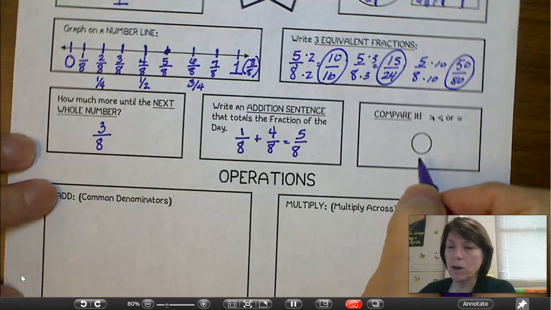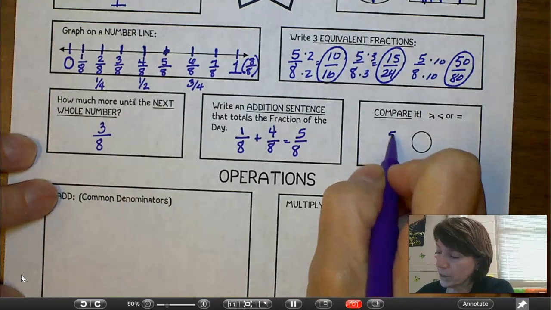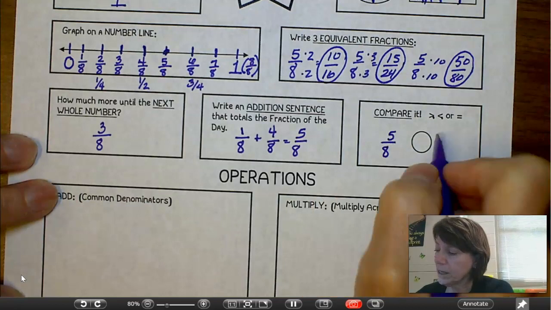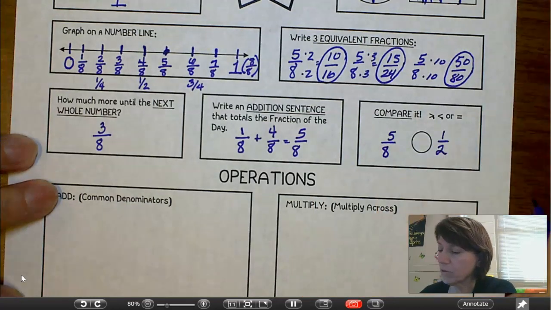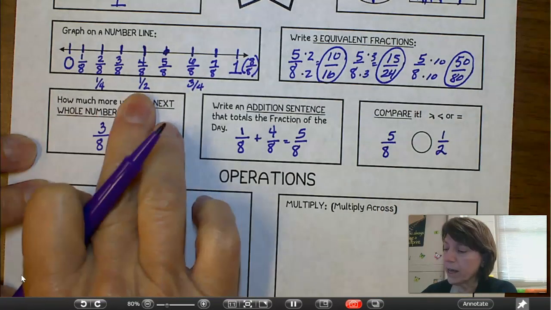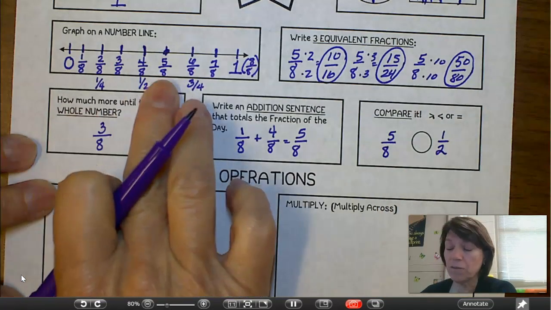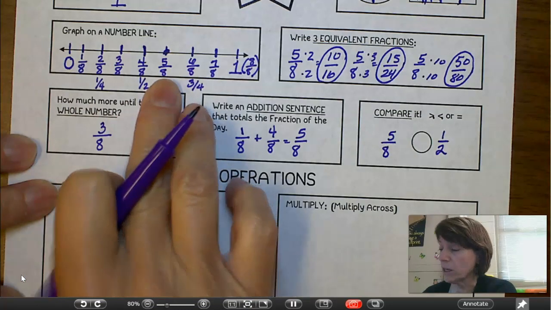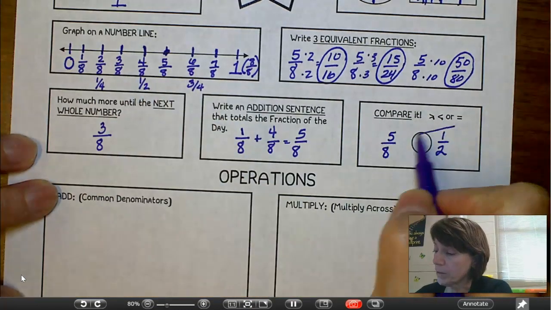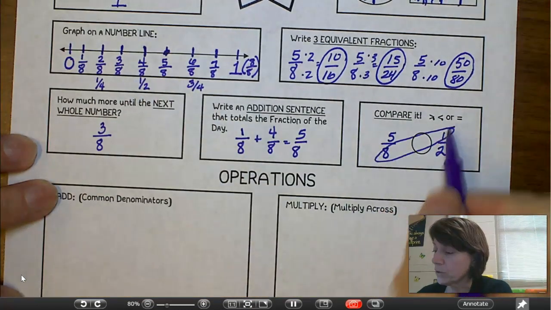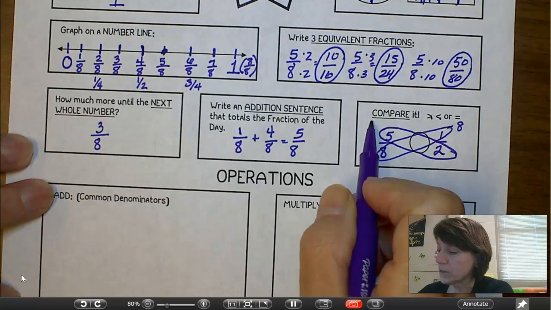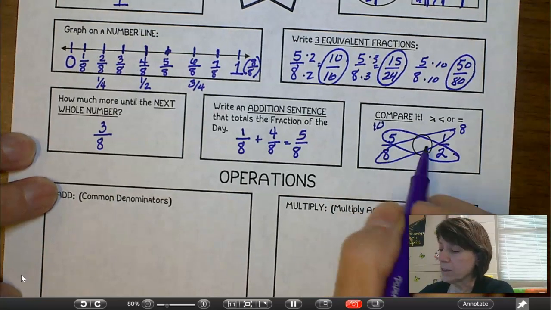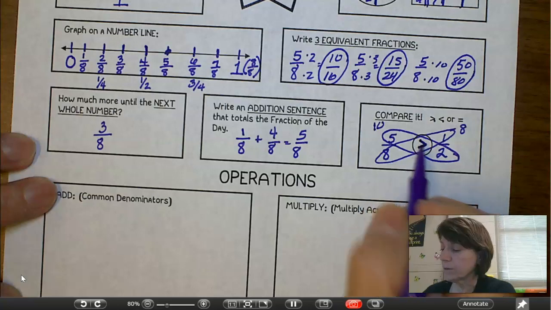Compare. Alright, so our other fraction that we're going to be comparing and using for our operations today is going to be 1/2. So we're comparing 5/8 and 1/2. We could look at our number line. Here's 1/2 and here's 5/8. So we can see that 5/8 is bigger than 1/2 just by looking at our number line. But let's use our butterfly method. Remember, we multiply up, so 8 times 1 is 8. And we multiply across here, but up, and so 2 times 5 is 10. And so we can see that our 5/8 side is bigger than our 1/2 side.